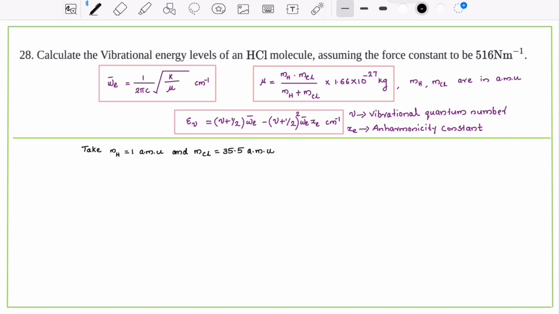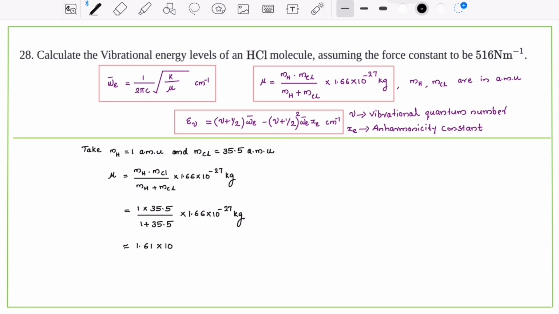Now let us find out the reduced mass μ, that is m_H into m_Cl by m_H plus m_Cl into 1.66 into 10 raised to minus 27 kilogram. Here mass of hydrogen atom is 1 AMU and mass of chlorine is 35.5 AMU. Therefore μ is equal to 1 into 35.5 divided by 1 plus 35.5 into 1.66 into 10 raised to minus 27 kilogram, and this is equal to 1.61 into 10 raised to minus 27 kilogram. This is the reduced mass μ.